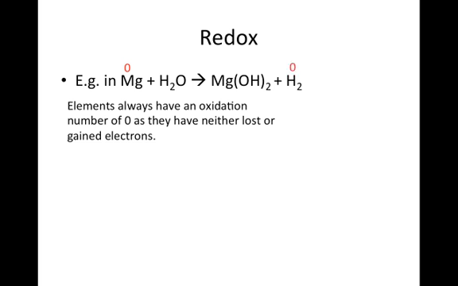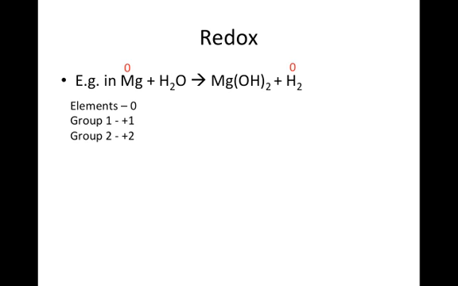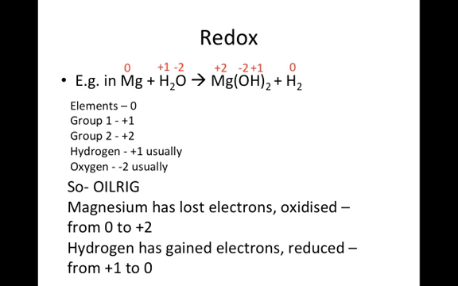Then we'll look at this and we say group 2 elements in compounds are always +2. So the magnesium in magnesium hydroxide must have an oxidation number of +2. The oxygen is -2 and the hydrogen is +1 when it's in a compound. So here the oxygen doesn't change. The hydrogen doesn't change, but the magnesium goes from 0 to +2. It has lost electrons, so is oxidised.